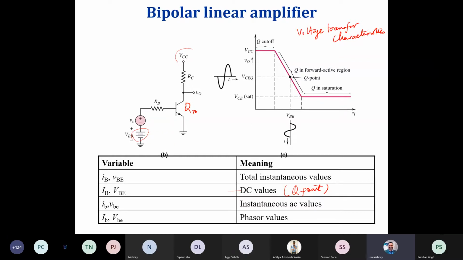The instantaneous AC values are represented by all small letters, with a small subscript as well. And when it is the total instantaneous value, it has both the DC value plus the AC value, right? Both. That is represented by small letters with a capital subscript. So it means iB would be simply IBQ plus this kind of term. So these are some notations we are going to adopt just to distinguish between the terms, since we are going to perform both AC and DC analysis together.